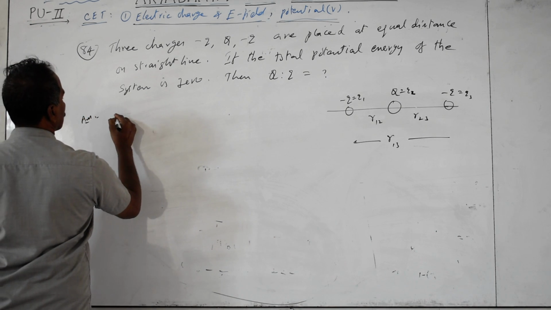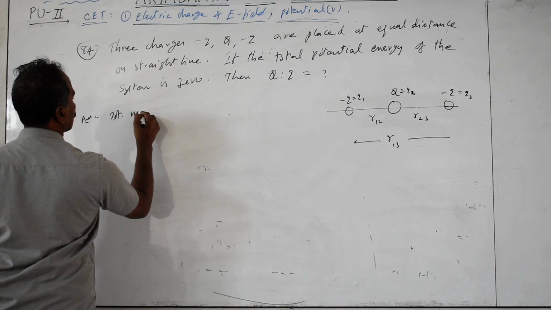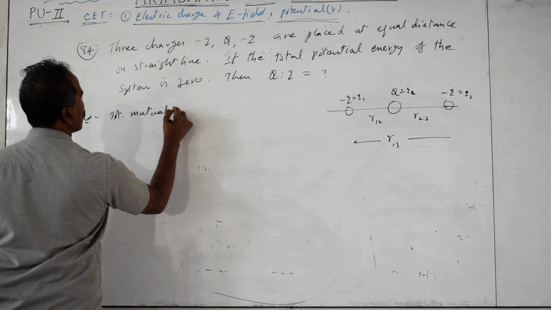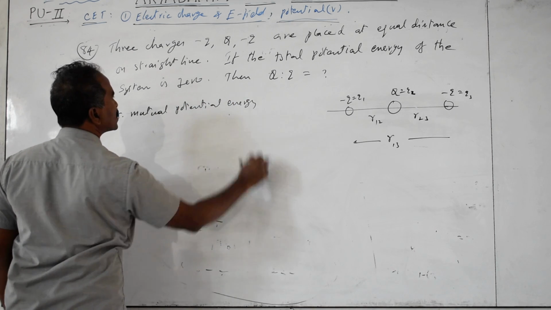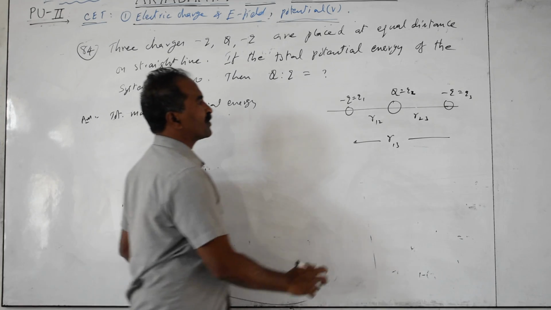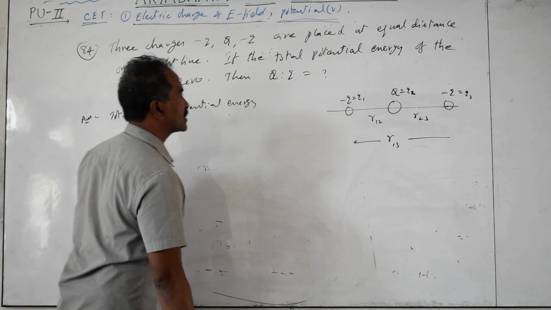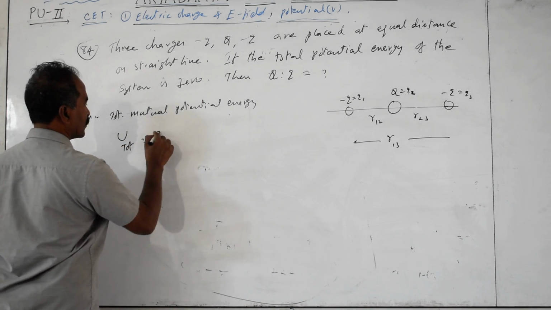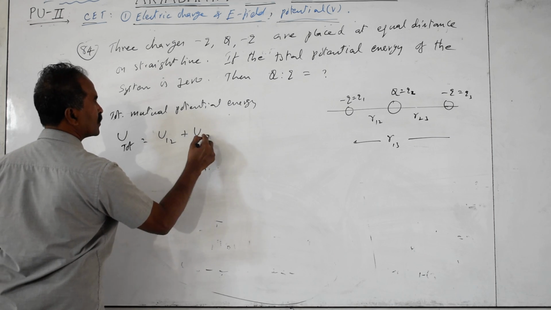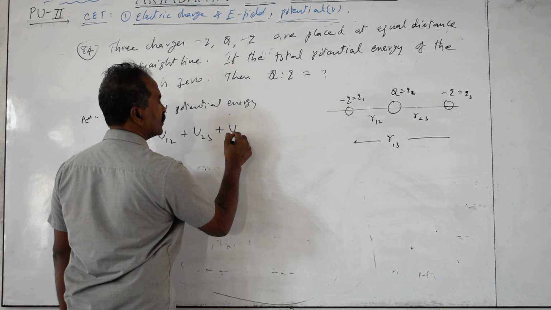Answer. Total mutual potential energy. What is mutual potential energy? It is the total work done to bring these three charges from infinity to form this system at finite separation. That is called the mutual potential energy. U total is equal to U12 plus U23 plus U13.